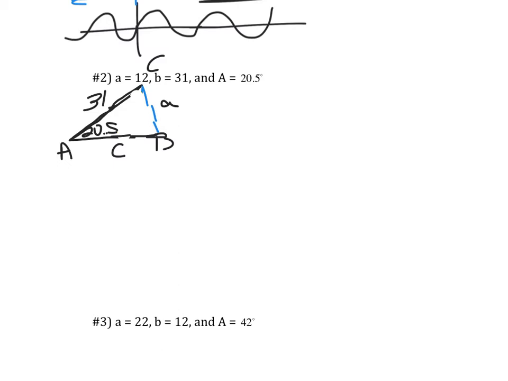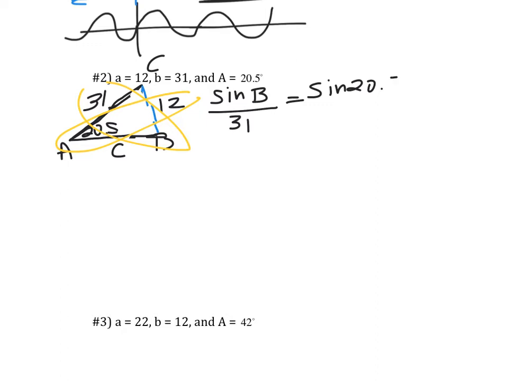All right, so what do we have? We have, A is 12. Let me write 12 right there. There we go. All right, so I have a ratio, and then I have half of a ratio. So let's set it up. We have the sine of B over 31 equals the sine of 20.5 over 12. Okay, so multiply by 31, and we get 31 times the sine of 20.5 divided by 12.